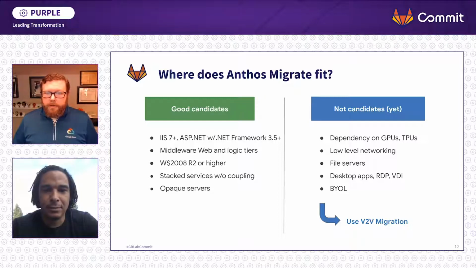Things that are not a great candidate would be if you're using VDI or desktop apps, like thick apps, those are not really good candidates. If you're trying to depend heavily on GPUs or TPUs, those are typically, again, not really good candidates. Those would be really good for a VM migration. So if the goal is to just get off of a dependent data center, you can use what's called V2V, which is VMware to VMware, and it does a block level copy of those.